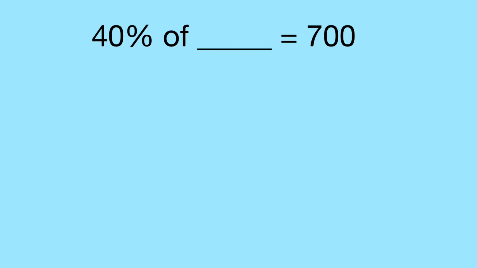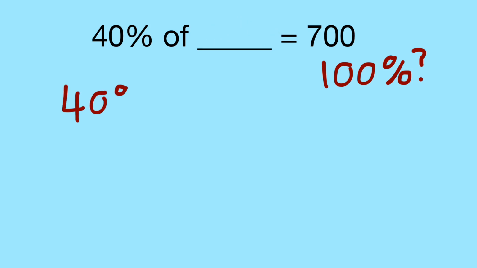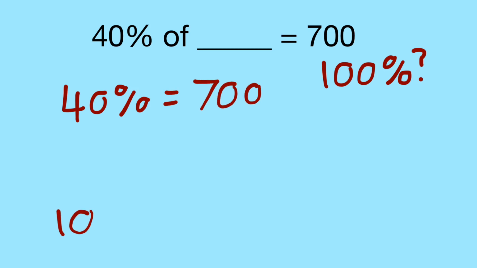It still wants to know what is 100%. It's telling us that 40% of this mystery amount is 700, but the mystery amount we need to work out. So we know that 40% equals 700. Now, we want 100%. That's where we need to get to at the end.